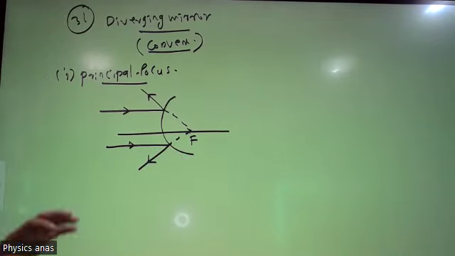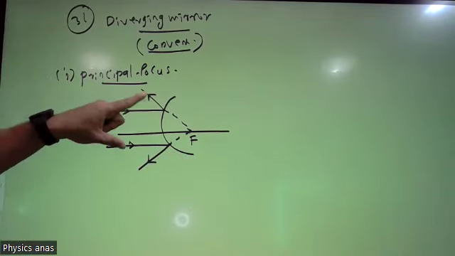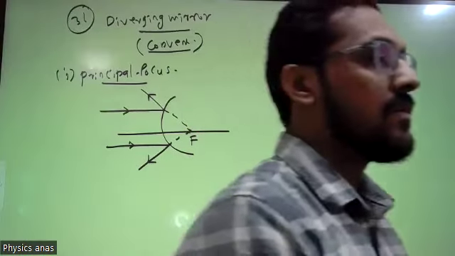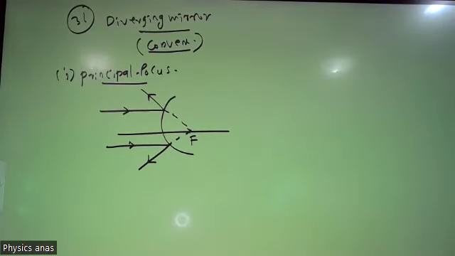Reflected rays appear to diverge from that point, then that point is the principal focus of a convex mirror. You should write it and note it down. You don't have to write the theory again, you know that. Note down in this class. You know principal focus. What is principal focus?